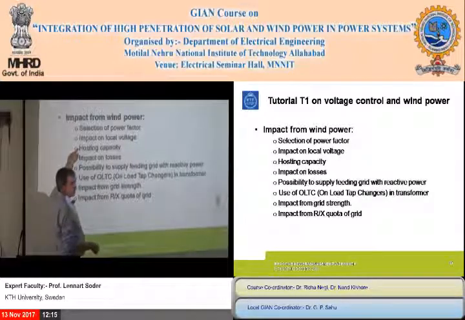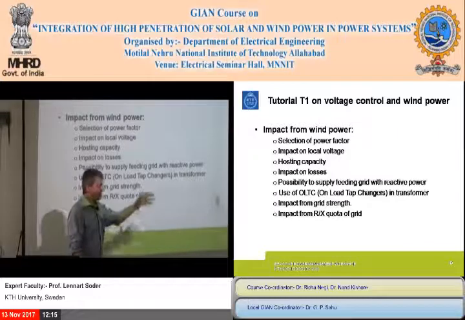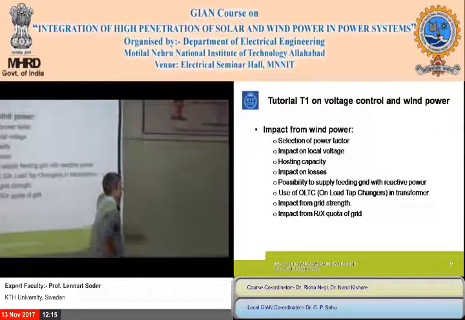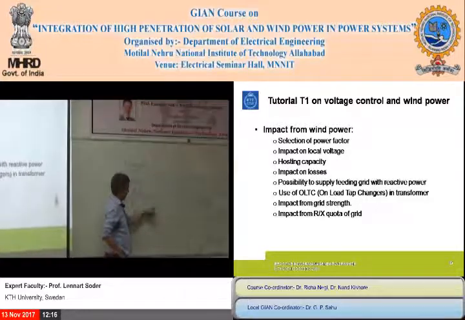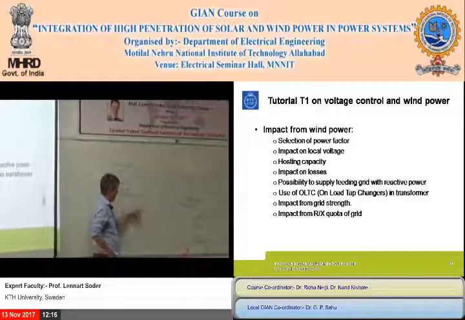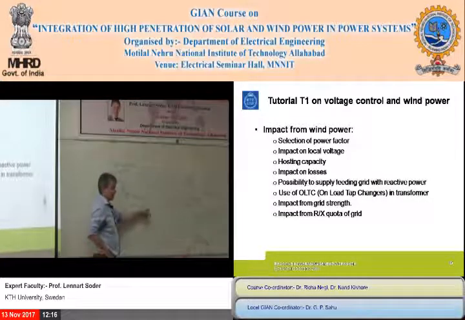Hosting capacity. That is the question: how much wind power can we have in this grid? Or, for example, let's say we have wind power stations here, how big can the wind power station be here? That is the hosting capacity. That is one of the issues. And then the question is which extreme cases are we dimensioning for?